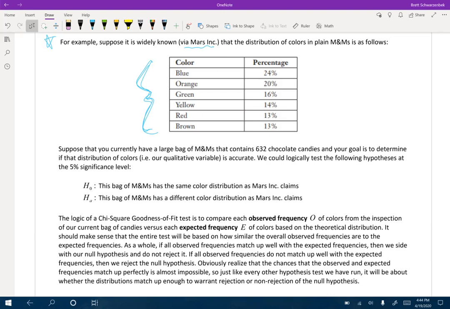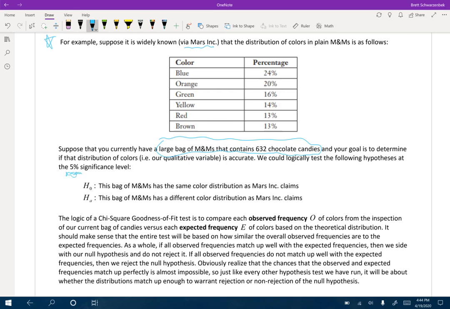Okay, so let's look at our M&M's example. Again, where are we at? So these are the colors right here with the percentages that are claimed by Mars Inc., the company that makes M&M's. So suppose you currently have a large bag of M&M's that contains 632 chocolate candies. I wish I had that right now. That would be quite wonderful. And your goal is to determine if that distribution of colors is accurate. We would logically test this hypothesis at 5% significance level.